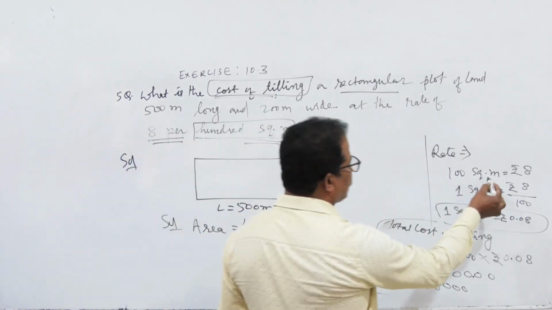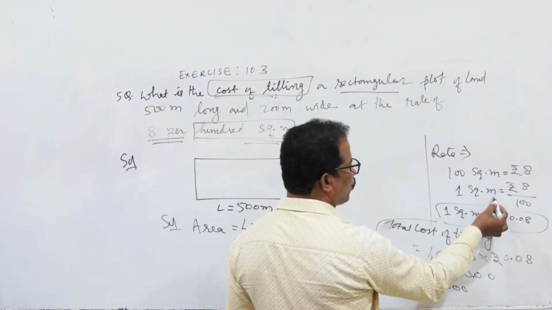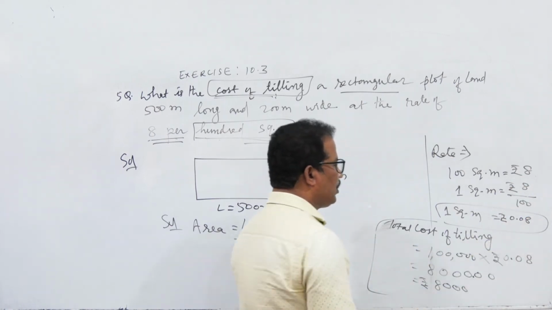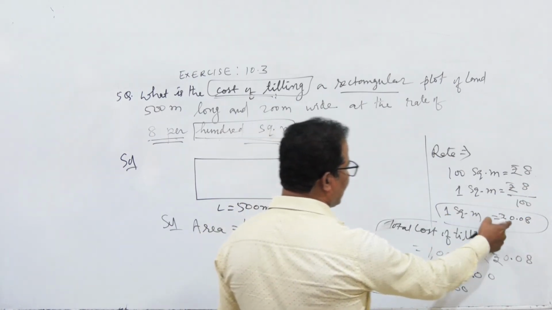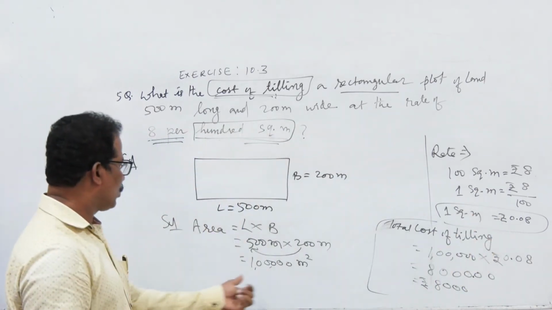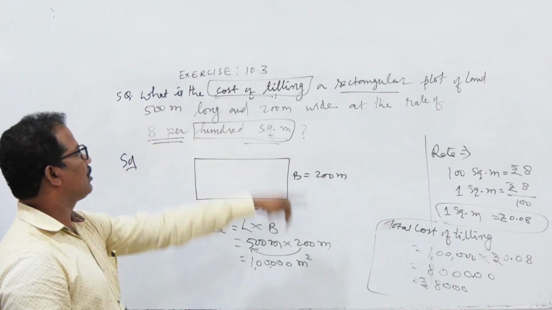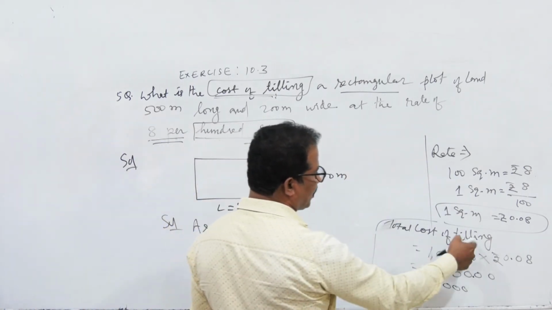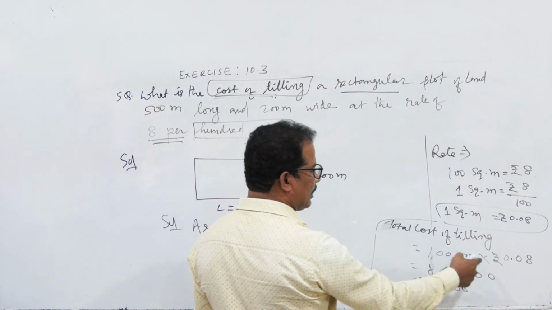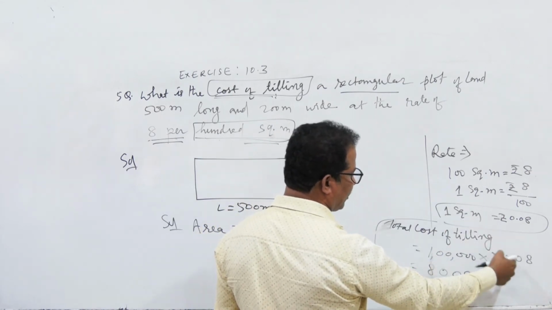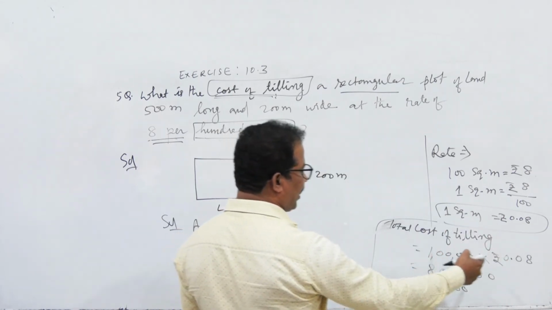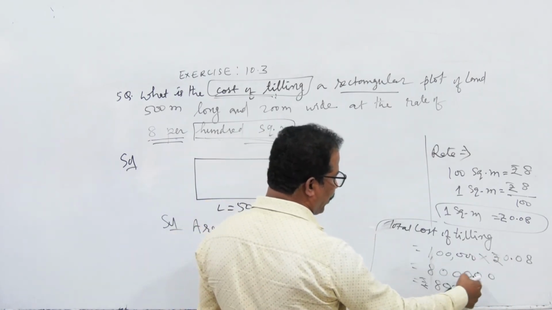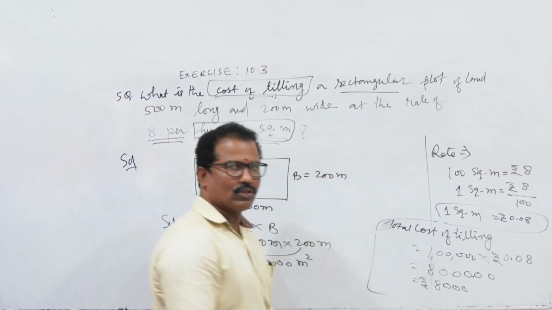And the rate you can see here, rupees 8 for 100 square meter. That means for 100 square meter rupees 8, and for 1 square meter is equal to 8 by 100. If you divide 8 by 100 we will get 0.08 rupees. So for 1 square meter rate we have to multiply this total area, then only we are going to get the total cost of tilling of this rectangular plot. That means total cost of tilling is equal to 1 lakh into the rate of 1 square meter, that is 0.08. If you multiply 0.08 to this 1 lakh, it is equal to 8,000.00. That means rupees 8,000 only.